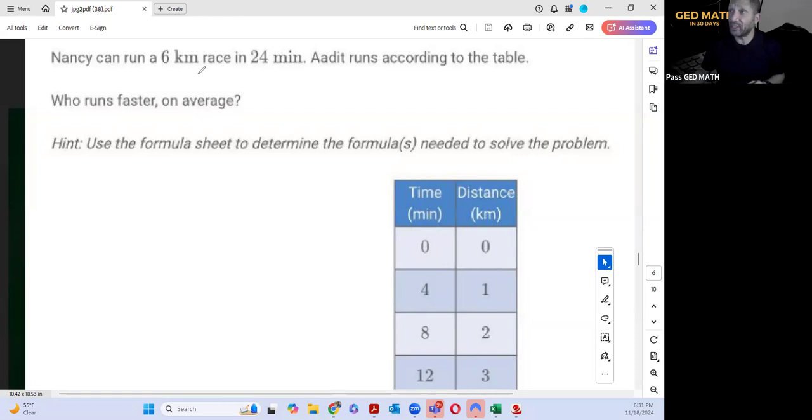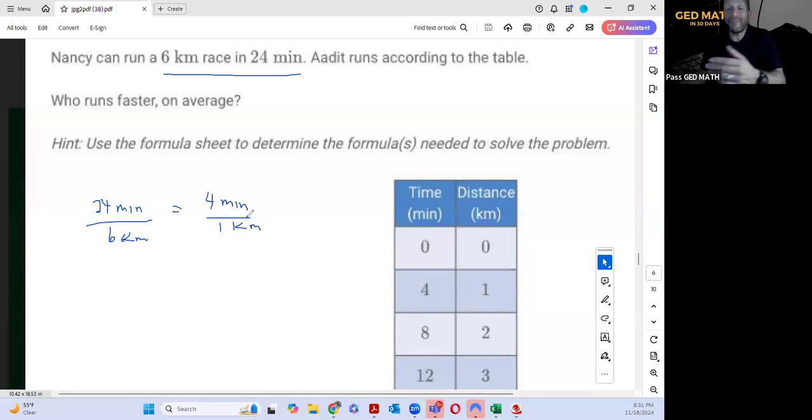So we know Nancy can run 6 kilometers in 24 minutes. So I'm going to take 24 minutes and divide it by 6 kilometers. That means 24 divided by 6 is 4. So 4 minutes for every 1 kilometer. That means it's going to take Nancy 4 minutes to run 1 kilometer.